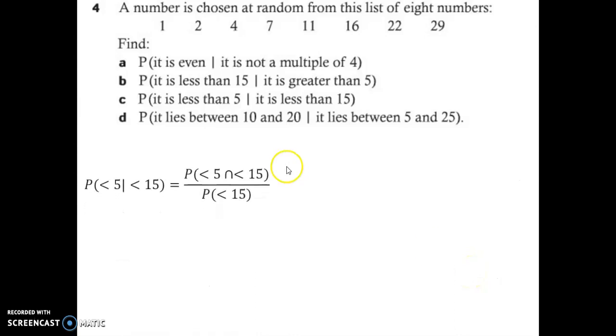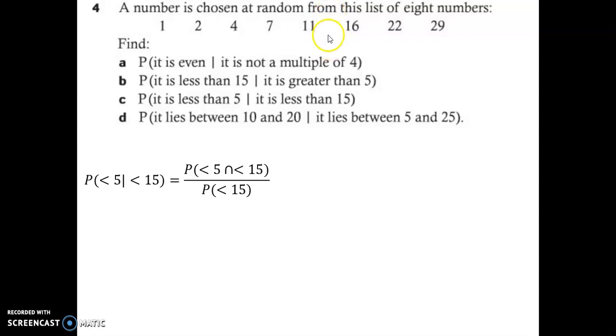Let's look at C. In C, we are looking at less than 5, given that it is less than 15. So here, less than 5, intersection less than 15, and on the bottom, less than 15. So the intersection of less than 5 and less than 15 means numbers that are both less than 5 and less than 15. Well, less than 15 starts here, but these are greater than 5. This is less than 5. So only these 3 numbers are both less than 5 and less than 15. So that's going to be 3 out of 8 numbers. And on the bottom, things that are less than 15, which is these 5 numbers here. So that's 5 numbers, and that becomes 3/5.